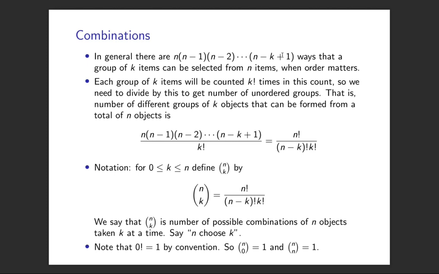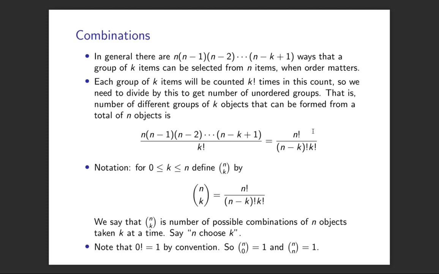But we don't care about the ordering. So these k items themselves can be organised k factorial different ways. Whether we picked an A, a B and a C, or a B, a C and an A, we don't care, they're all the same. So we divide through by that. And so the general rule is we've got n times n minus 1, n minus 2, down to n minus k plus 1, which is the number of ways we can pick the items caring about ordering. Then we divide through by k factorial, so we clump together, we treat all the ones with the same 3 letters regardless of the ordering to be the same.